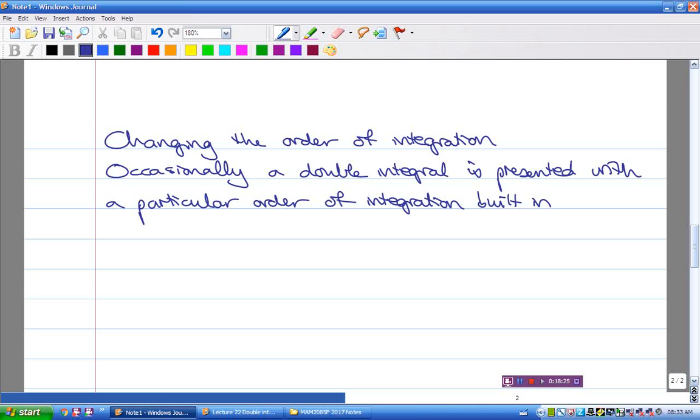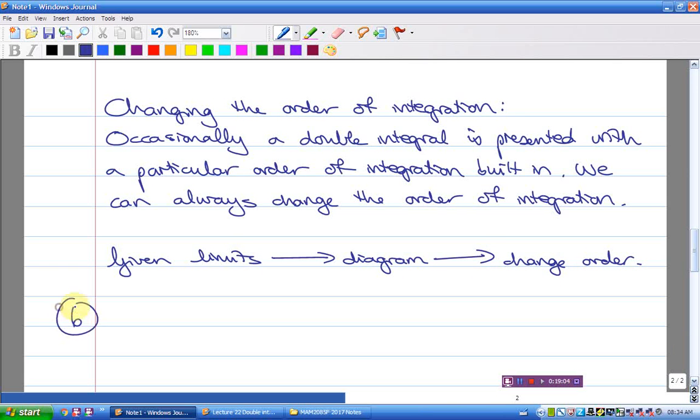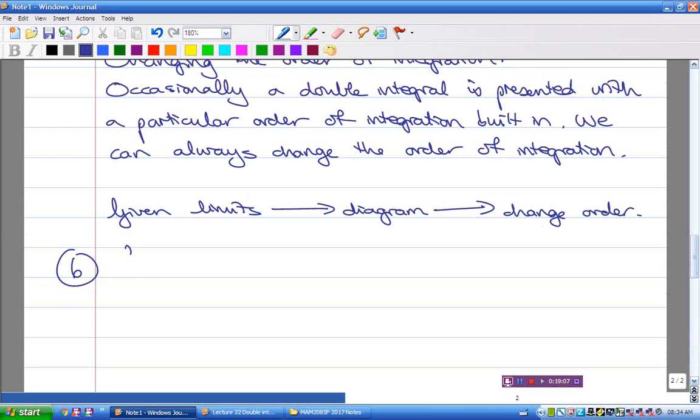Okay, yes, somebody said. Occasionally a double integral is presented with a particular order of integration built in. We can change the order of integration. We can always change the order of integration. And basically the system is the given limits allow us to draw a diagram, and the diagram allows us to change the order. And I will demonstrate with exercise 6. It says evaluate. Let's have a look at sin(y²) dy dx.